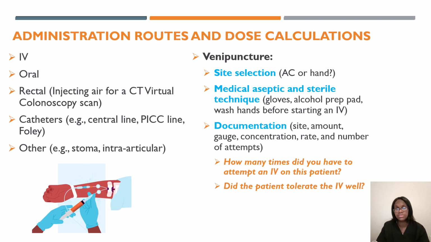Administration routes and dose calculations. You have your IV, oral, rectal. The rectal part that I have given, I've given just air. I haven't given any contrast through the rectum in CT, but I have injected air for a CT virtual colonoscopy scan. Then you have your catheters. Keep in mind your central line, your PICC line, your Foley. If you are giving contrast through the PICC line, do you know which line you can use?